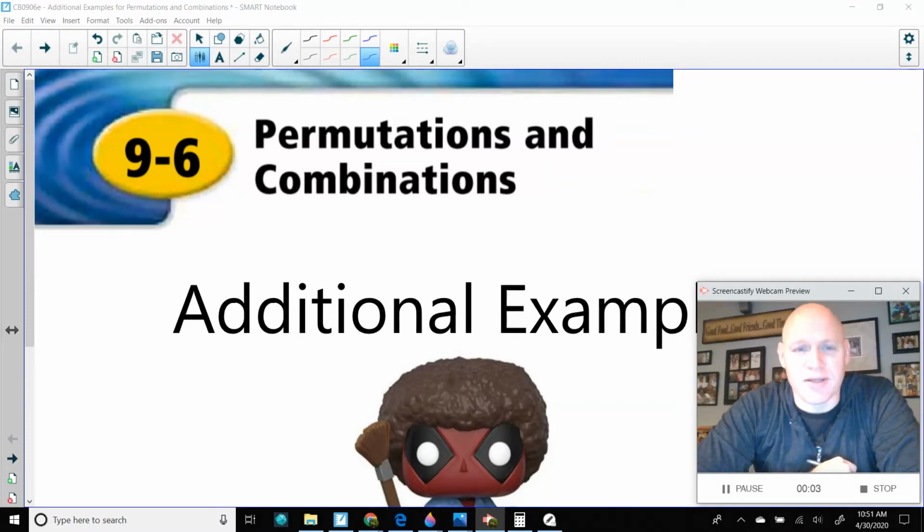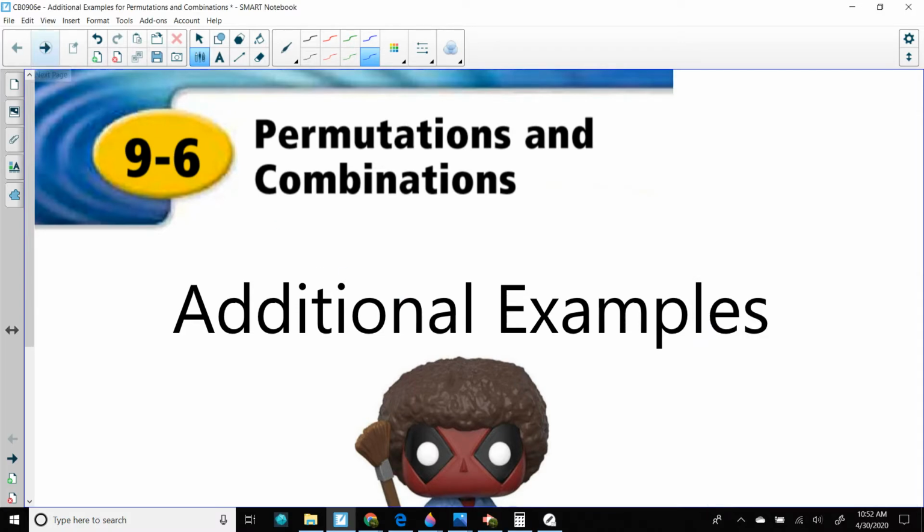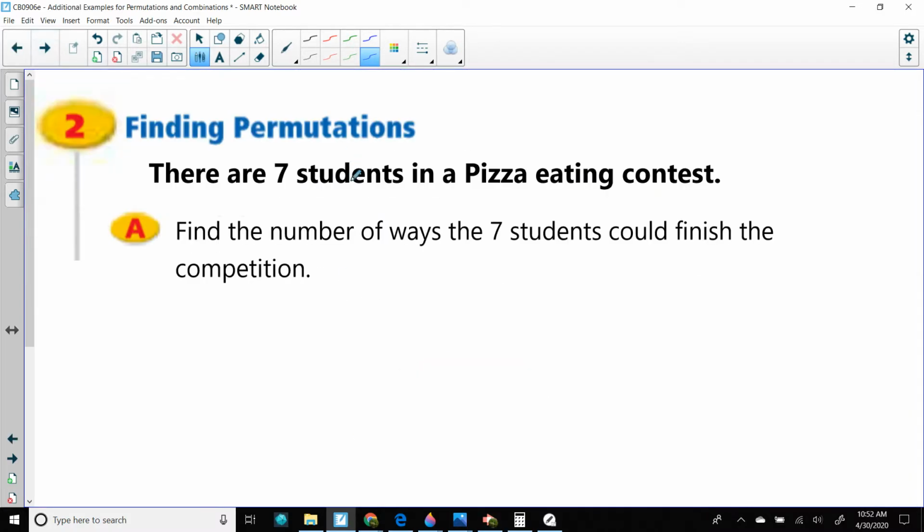Request for a couple of different examples, permutations, conditions. I'm going to go ahead and do that now. And hey, the first one I'll look at is just a permutation. There's 7 students in a pizza eating contest, and they want to know the number of ways that the 7 students could finish the competition.